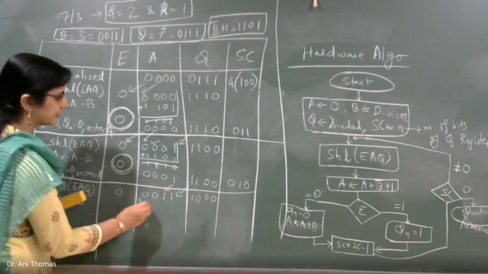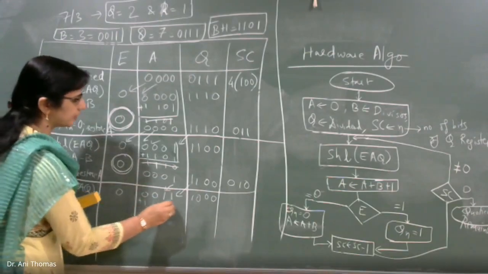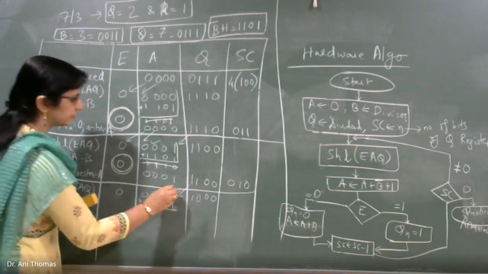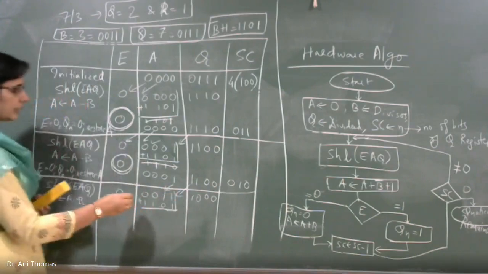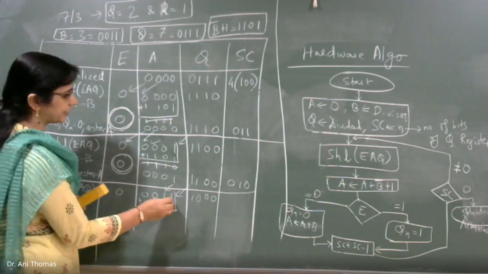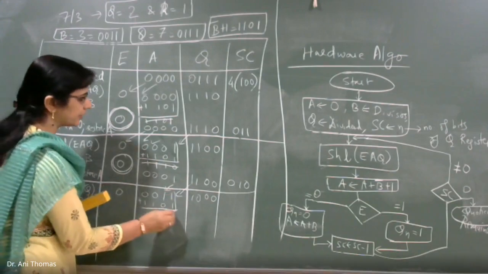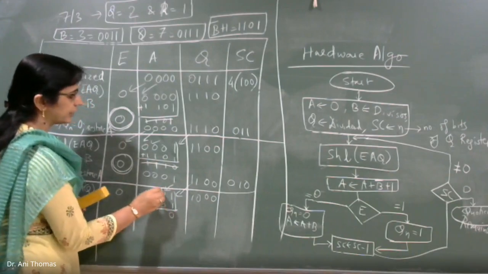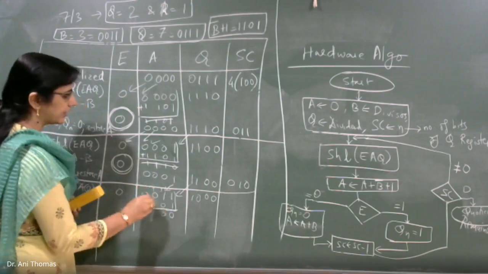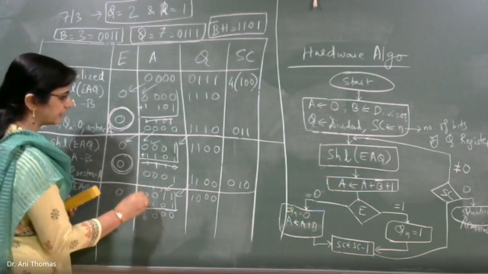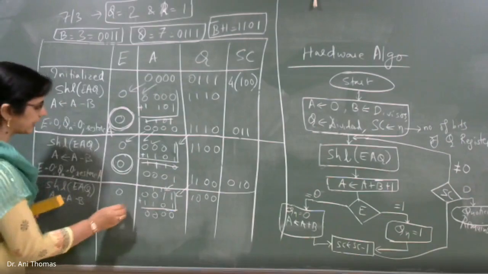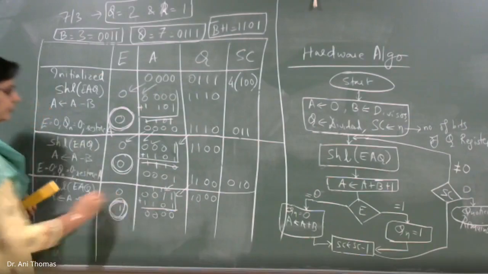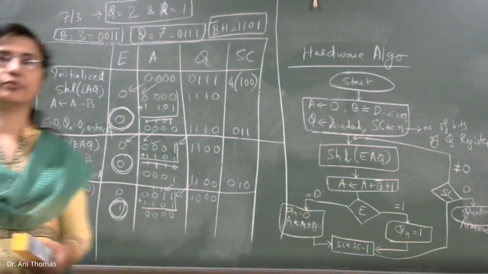2 plus 1, 1, 0, 1. We do the subtraction of A minus B. 1 plus 1 is 0 with 1 carry, 1 plus 1 is 0 with 1 carry, 1 plus 1 is 0 with 1 carry, 1 plus 1 is 0 with 1 carry. Now we are getting the value of E as 1.